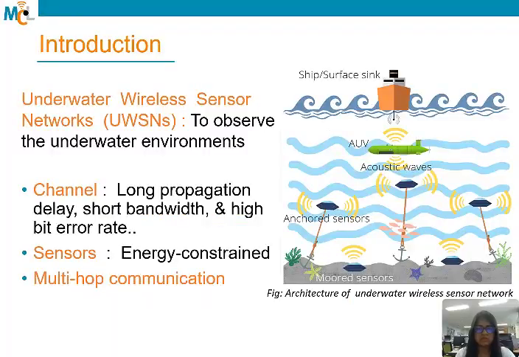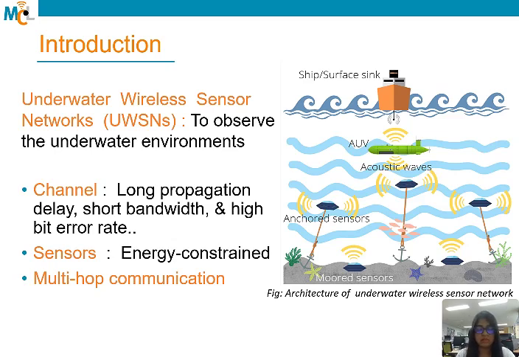Before we see what this paper has contributed for underwater sensor networks, I would like to give some introduction about them. Why do we need them? They are used to observe underwater environments and for underwater data collection, monitoring, navigation, sampling collection, disaster prevention, and to assist in navigation. These are all applications of underwater sensor networks.